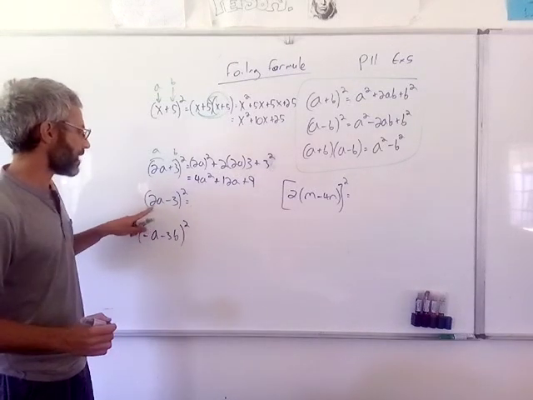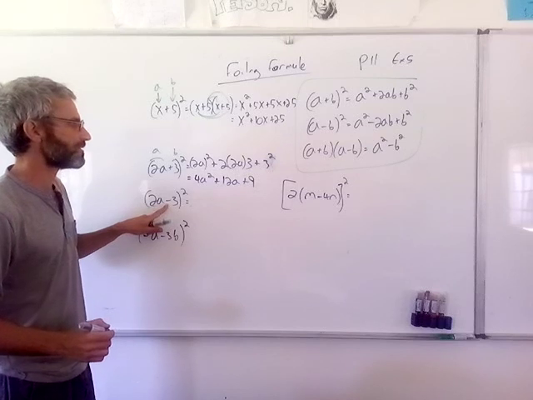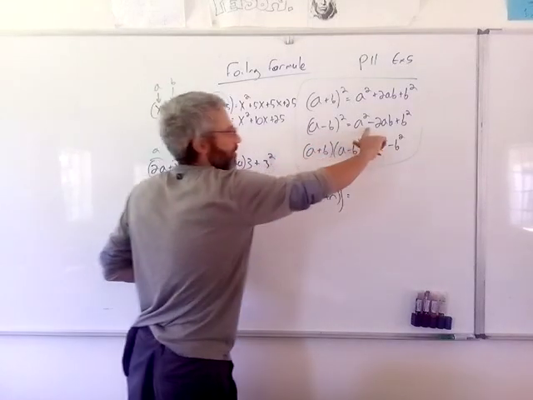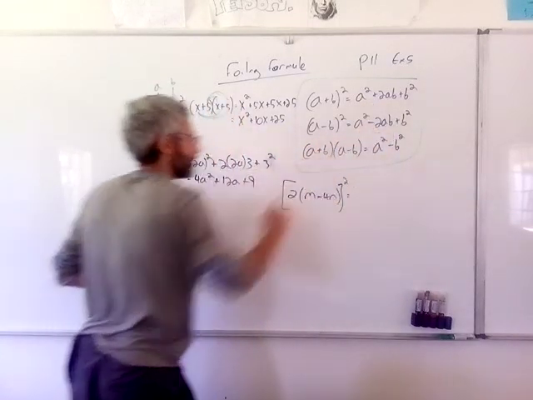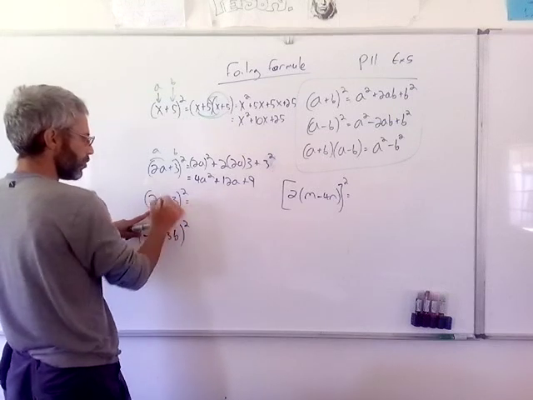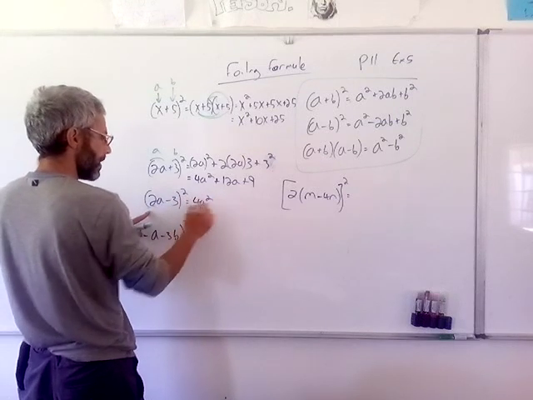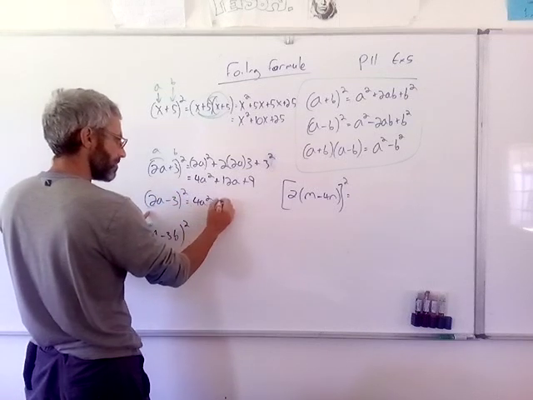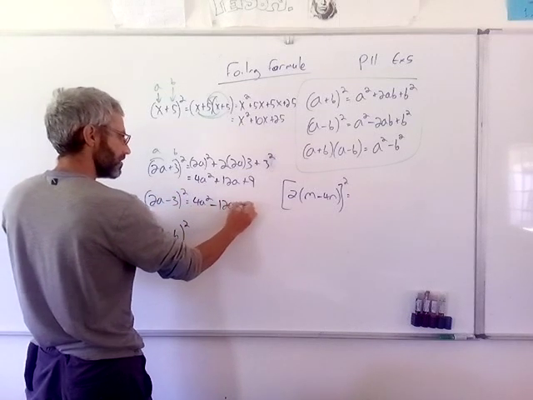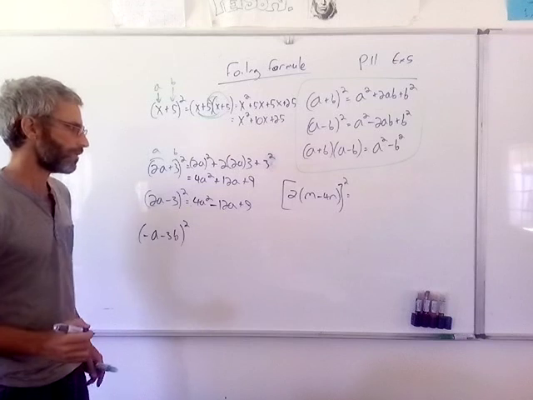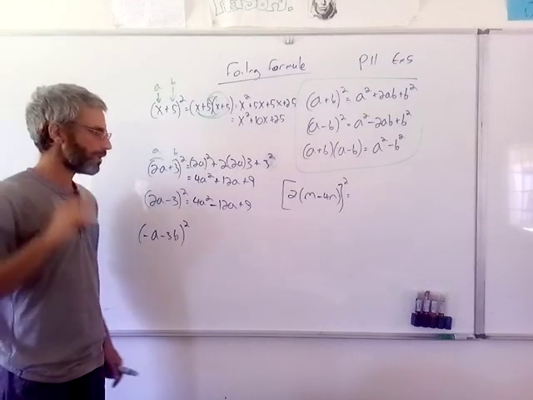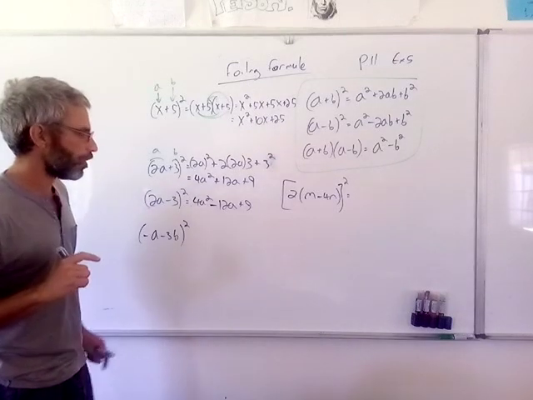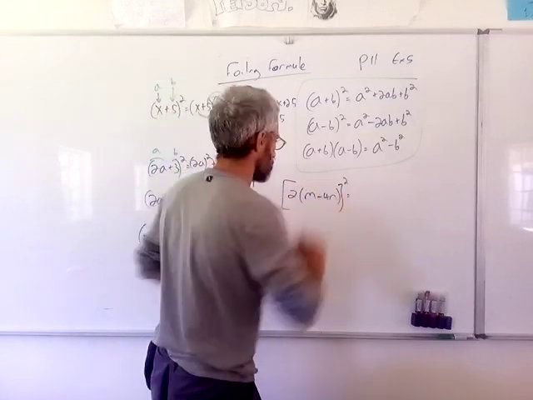Now, we're going to do the same thing, but now it's a minus. Okay? So it's the same formula, but instead of plus 2ab it's minus 2ab. So I'm going to do (2a) squared, that's 4a squared, minus 2 times 2a times 3. Now it's going to be minus 12a, still plus 9. Okay? Right, let's move on to something like that.